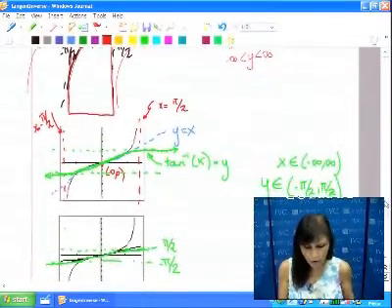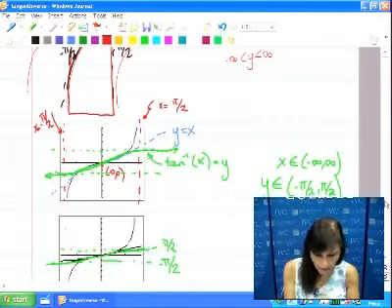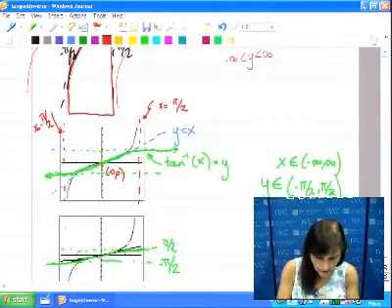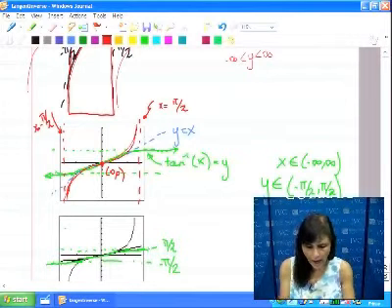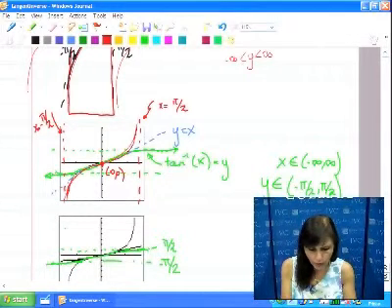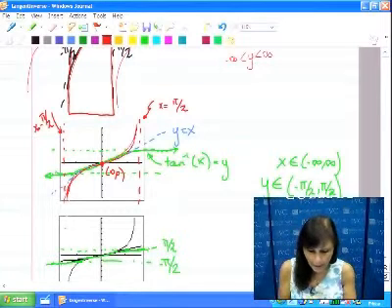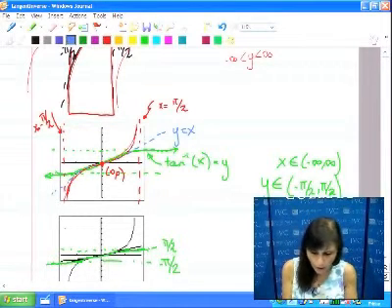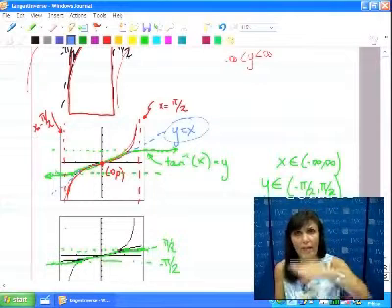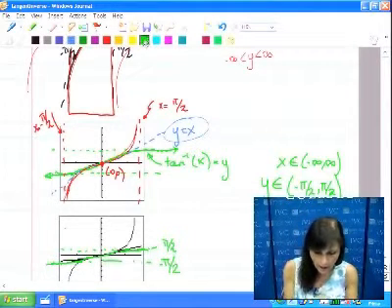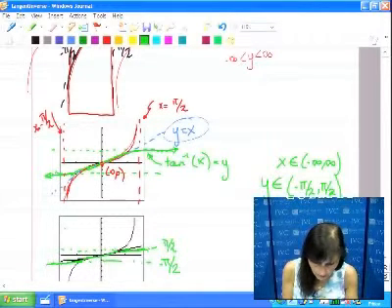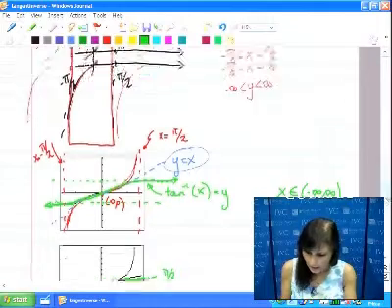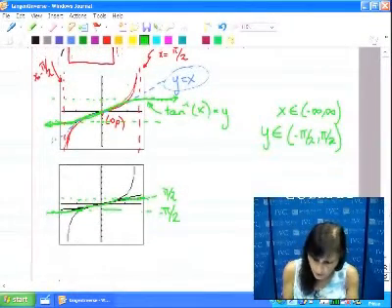Remember how inverse works. If I have my red one, my tangent, right here, at pi over 2, it's going to blow up. At negative pi over 2, it's going to blow up. Then I go and I draw that y equals x to be able to reflect that along the y equals x axis. And then I draw the inverse. Okay? And look at my inverse. It looks something like this.